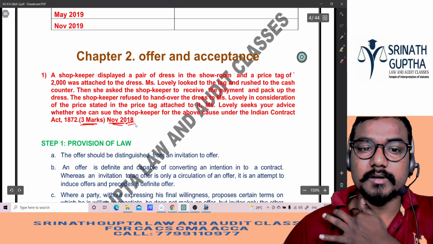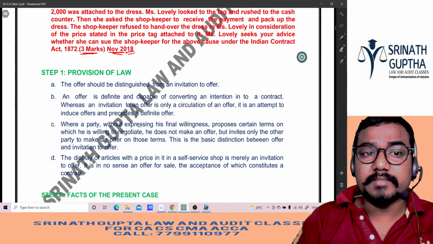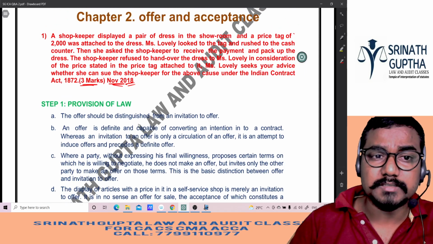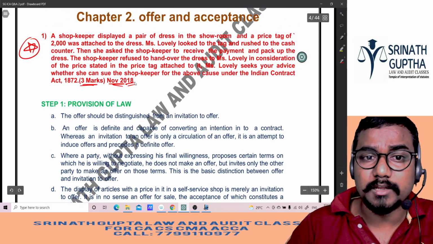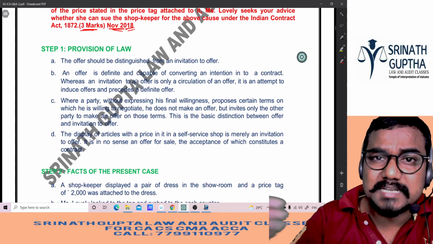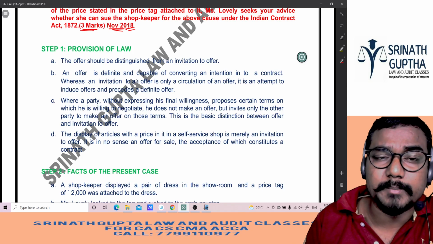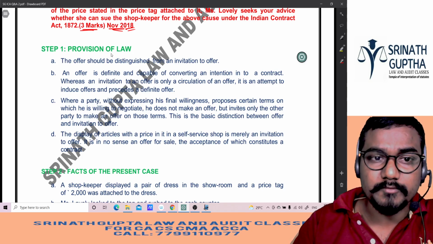Question was asked in November 2008. So let us see, beta. This question is important. This question was asked so many times also, not only in November 2008. But wording is important. How to answer this question? So you are getting an idea how to answer, but writing is very important, beta. So step number 1. Provision of the law.